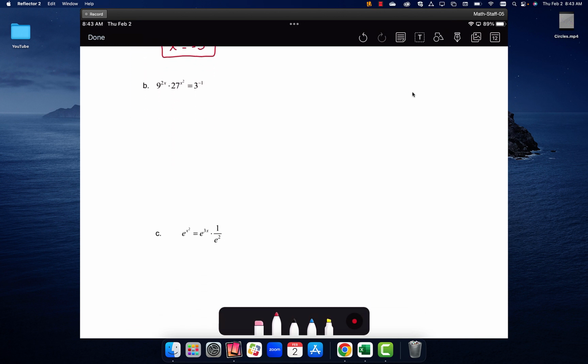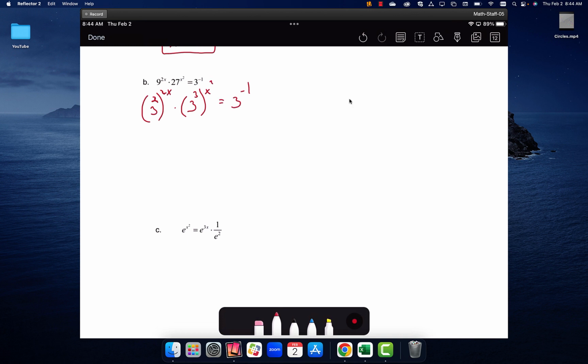Next, we have a slightly more complicated example. Notice that all three bases are different, but we want to be able to write them as a power of the same base. So it looks like the right side is pretty simple, right? We have 3 to the negative 1 power. Let's see if we can rewrite the others as 3 to a power. And it looks like we can. 9 we can write as 3 squared. So we have 3 squared raised to the 2x, times 27, which we can rewrite as 3 cubed raised to the x squared, equals 3 to the negative 1.